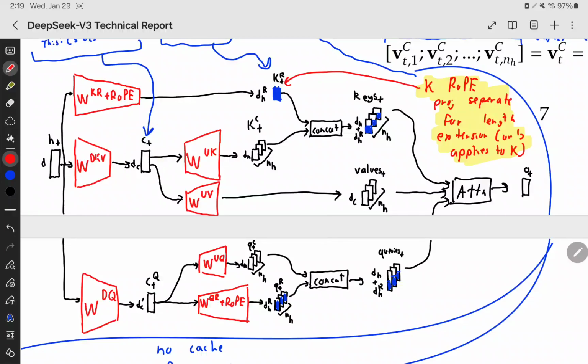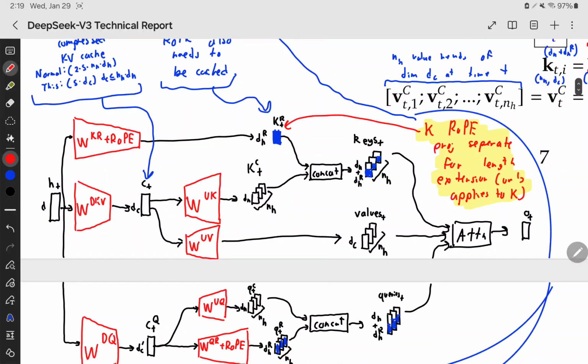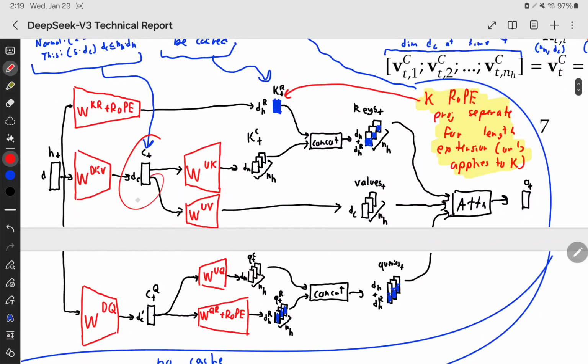So that means we just have to cache this, as well as this token up here, which I'll get to in a sec. But you just have to cache this token, which is less than D, actually. So instead of it being 2D, it's just of size DC, where DC is less than D. So it's actually less than half the size you're storing. So what you do with this token is you then project this to the keys and the values.